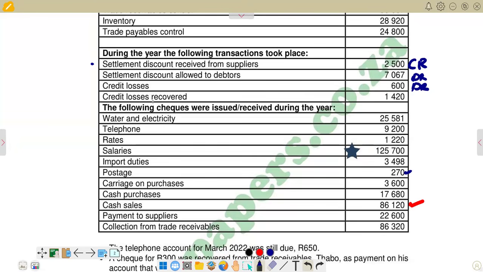Then we've got credit losses recovered. This is an income again, supposed to come to the credit side. So we're going to pick these figures. We'll pick the settlement discount from suppliers, 2,500 on the credit side, settlement discount allowed to debtors on the debit side, credit losses on the debit, and then credit losses recovered as an income again on the credit side. So we can just go and enter those.